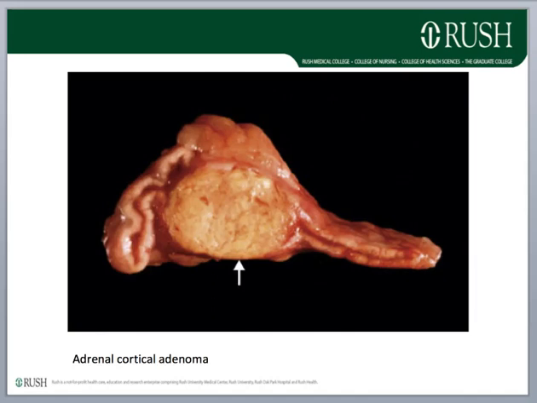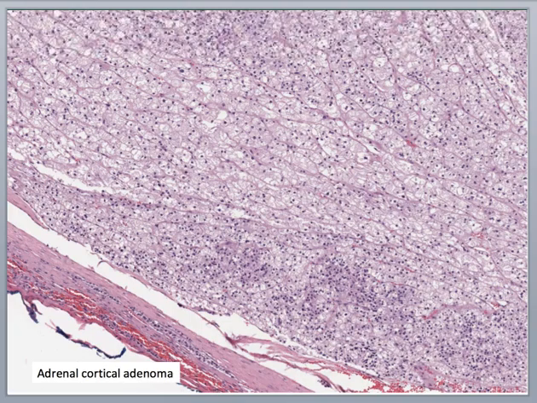So the arrow points to the obvious nodule. Again, they typically have a bright yellow appearance, and microscopically they're composed of cells that have abundant lipid-rich cytoplasm.